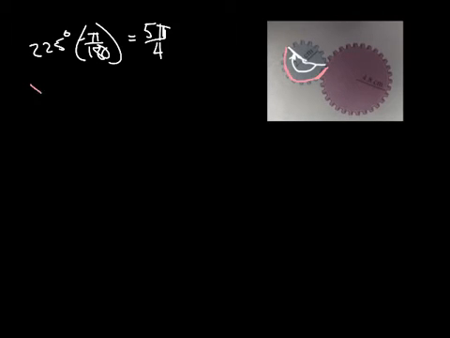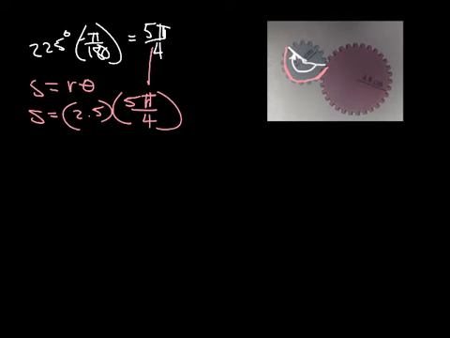Okay, so S equals R times theta. So S equals the radius. What is that radius? 2.5. And we're going to multiply that by 5 pi over 4, which we got from up here, our angle. And that's going to give me about 9.8175. Okay, so that's how long S is. That's how long that pink line is.